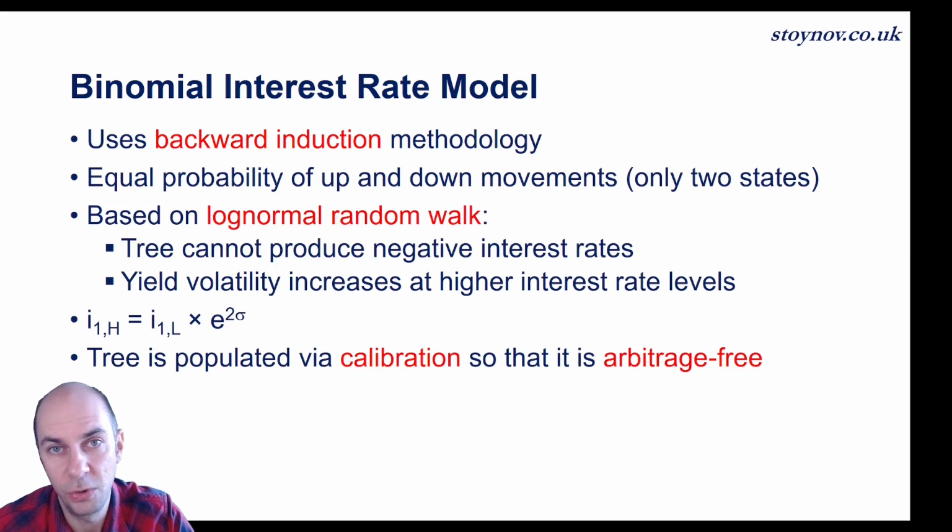Let's begin looking at the really good stuff, which is the binomial interest rate model. Really, really important model, especially as we move then into the next reading on callable and puttable bonds. So this is going to use essentially a backward induction methodology, and it's going to assume two states of the world. So let me show you.